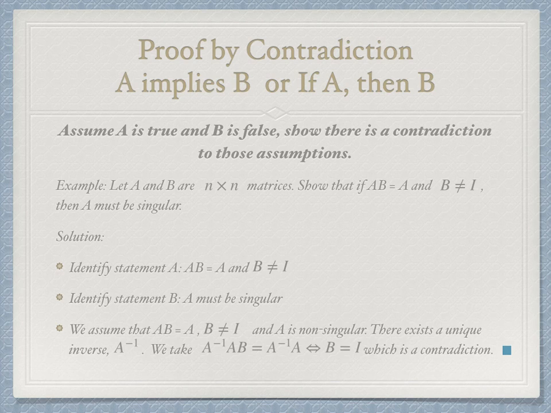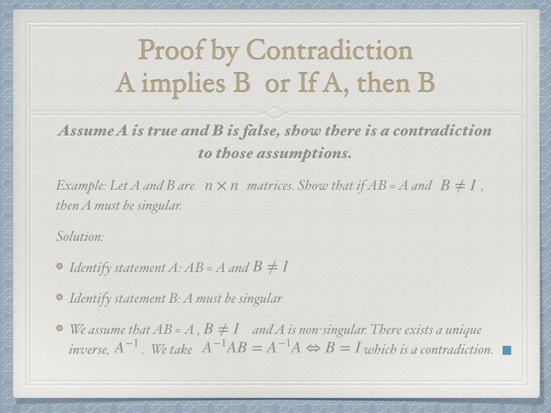So using proof by contradiction, I want to assume that A is true, which means assume that AB equals A, and B is not the identity matrix. Also, I assume that B is false. In this case, statement B is A must be singular, so the false B has to be A is non-singular. Again, I assume that AB equals A, B is not the same as the identity matrix, and A is non-singular. And my goal is I need to come up with one contradiction.